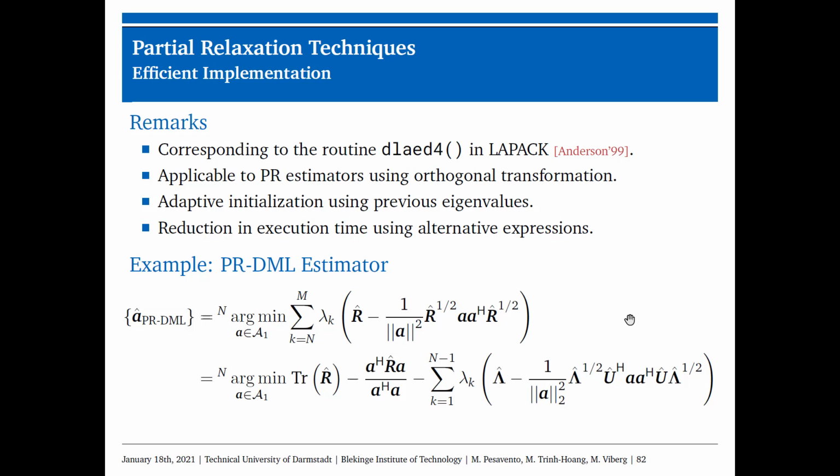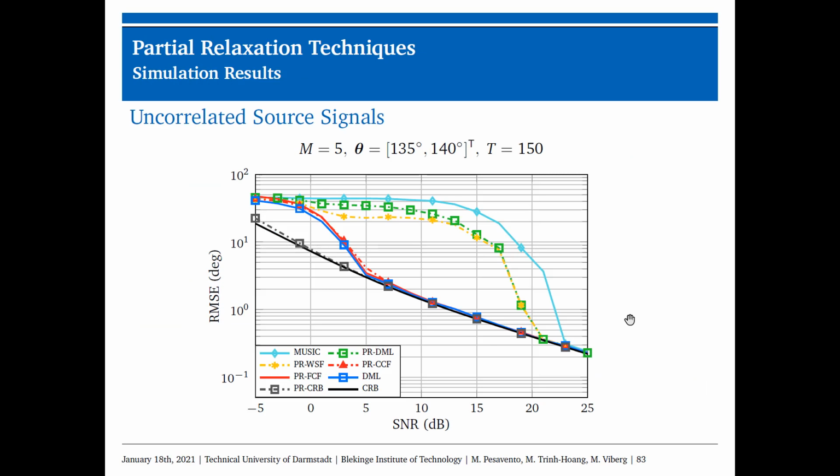So now, after considering some technical aspects of the PR framework, in the following we will illustrate the estimation capability of the PR estimators in some simulation setups. In the first simulation setup, we assume a uniform linear array with 5 sensors receiving the uncorrelated source signals from two sources. And the DOAs are located at the angles of 135 degrees and 140 degrees. The number of snapshots t is set to 150. Here in this case, we vary the signal to noise ratio.